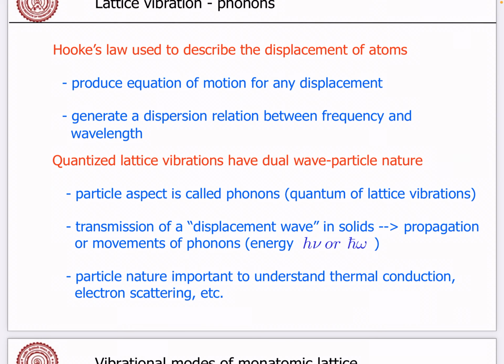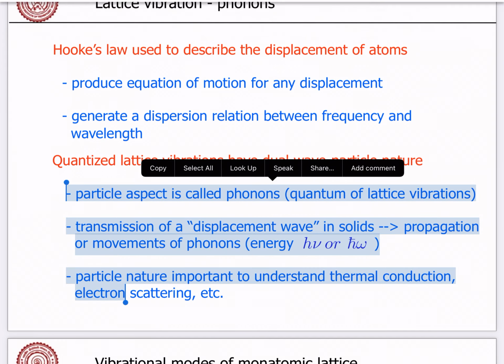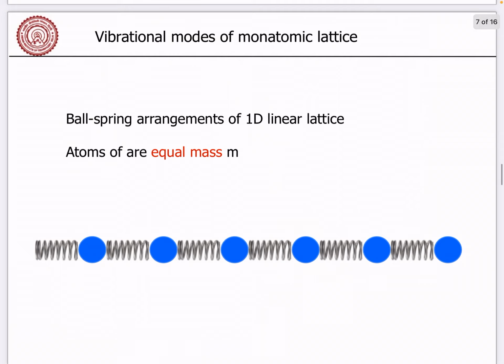Similarly, if you want to understand thermal conduction, for example, if you take a metallic solid with a temperature gradient at the two ends, then you see that heat transport takes place, right? So to understand how the heat transport or thermal conduction takes place, you need to understand the behavior of phonons. Okay, so now to understand the behavior of phonons.